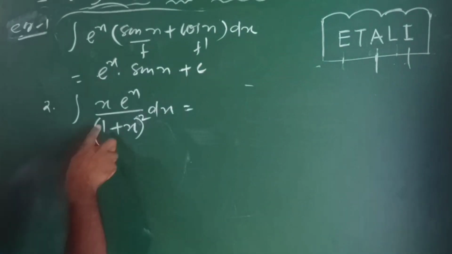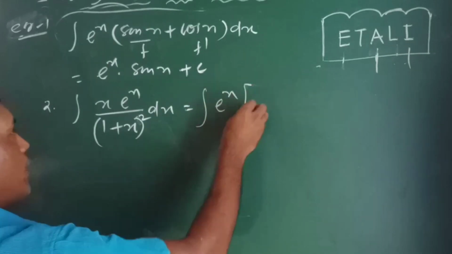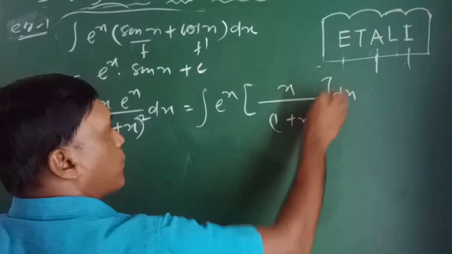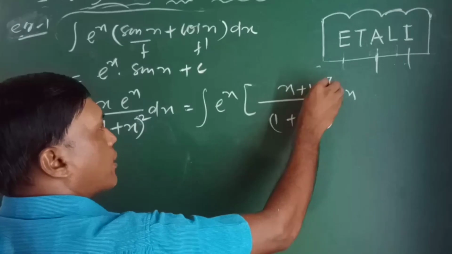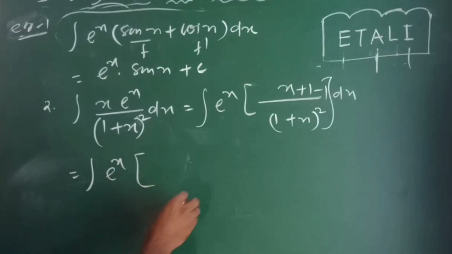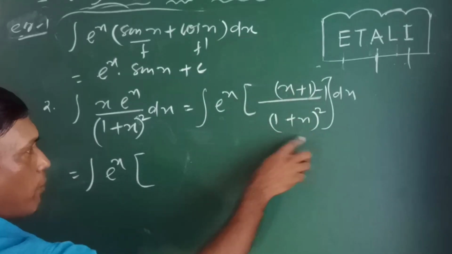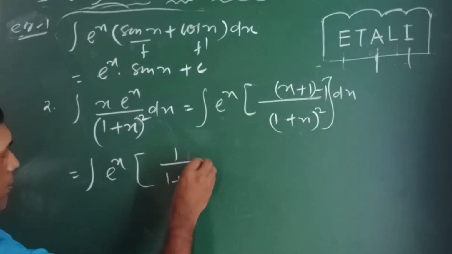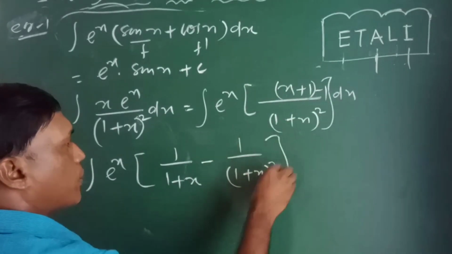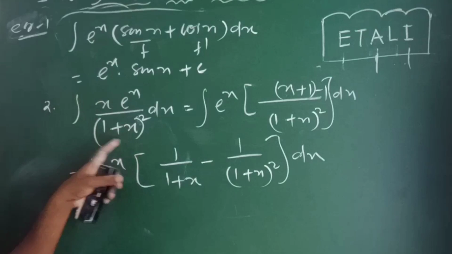Another question is integrate x into e to the power x by whole square of 1 plus x. Now I write it as e to the power x whole into x by whole square of 1 plus x with respect to x. I simply add here 1 and subtract 1, plus 1 minus 1. Now why? Look at here, integration of e to the power x whole into x plus 1 by square of 1 plus x. 1 plus x by square of 1 plus x is 1 by 1 plus x, minus 1 by square of 1 plus x with respect to x. I suppose I simply reduce this integrand to this form.